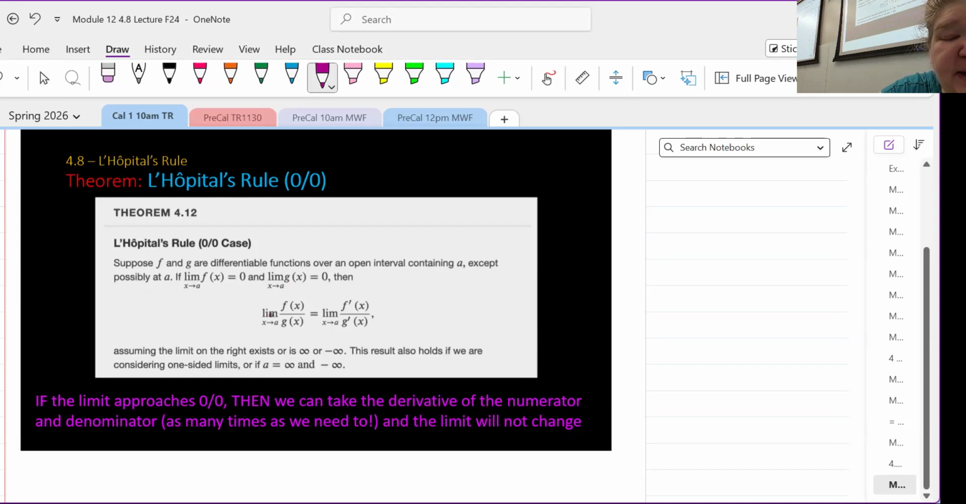So if I'm looking at the limit of a quotient and my function on the top and my function on the bottom are both differentiable and they contain the a value that we're looking at, except possibly at a, if I get a 0 over 0 form, then the limit of the functions being divided is the same as the limit of the derivative of the functions being divided. Now, this is not do the quotient rule. This is do the derivative of the top, do the derivative of the bottom, and then take the limit of that result.